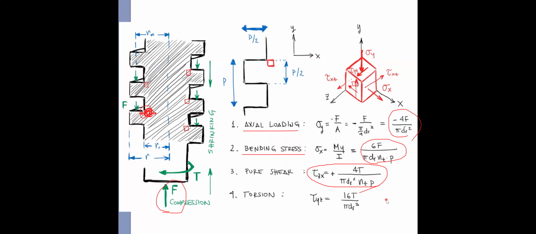You may feel it's weird that the transverse shear is not taken into account. Well, it is because it is not the main stress that causes this power screw to fail. It's not the major stress concentration causing power screw failure.